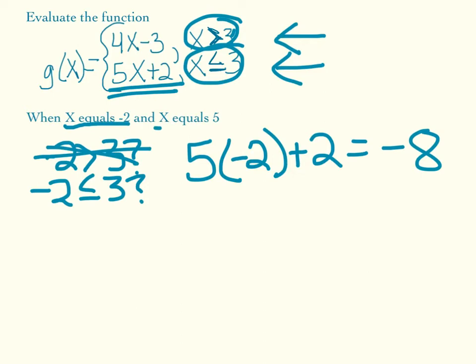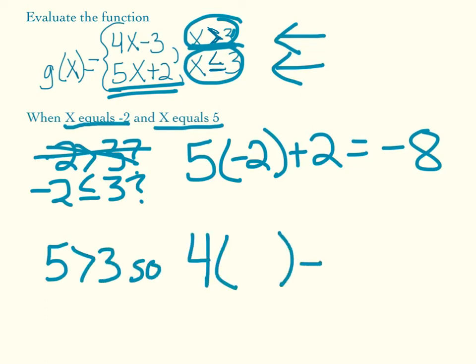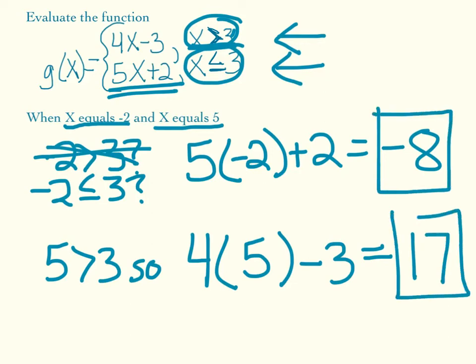Now, when I say x equals 5, again you have to think which of these applies to it. Does it apply to the first one or the second one? When x equals 5, 5 is greater than 3, so we use the first equation, 4x minus 3, with x being 5. So 20 minus 3 is 17. Each one only has one answer. Each one was from a different piece of the function. But if you have more than one answer, you've got to remember it's not a function if you have more than one y. So you have to just look at the x, look at which piece it applies to, and then only plug it into that one.